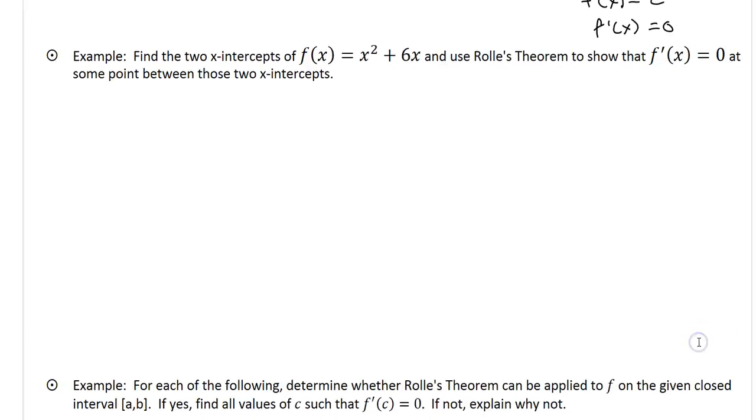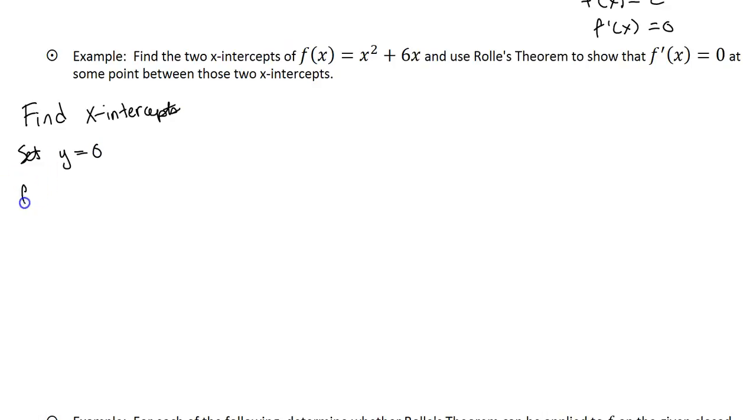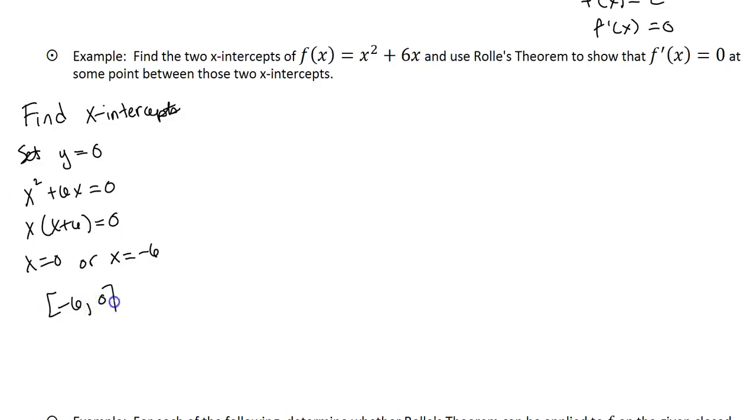This one says find two x-intercepts of f of x equals x squared plus 6x and use Rolle's theorem to show that f prime of x equals 0 at some point between those two intercepts. So I'm going to start off by finding the x-intercepts. So we're going to set y equal to 0. So f of x is x squared plus 6x. And if I factor out an x, I get x times x plus 6. So I have x equals 0 or x equals negative 6 as my two x-intercepts. So that's going to create the interval from negative 6 to 0.